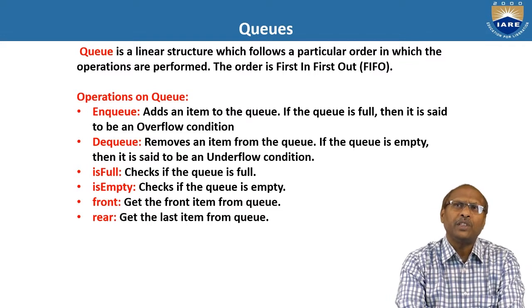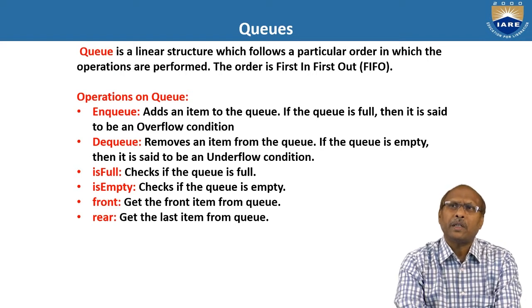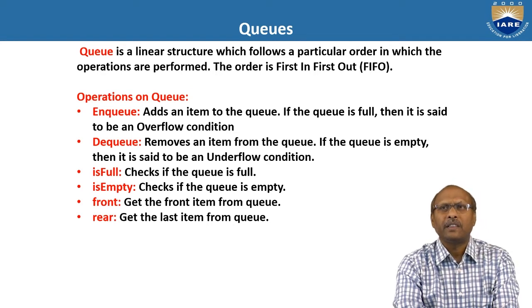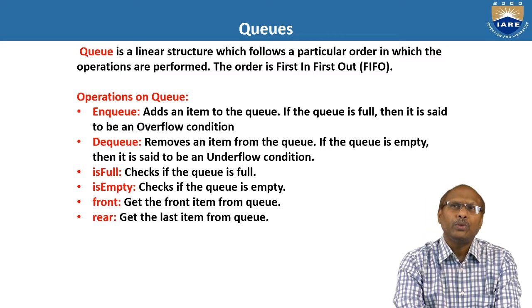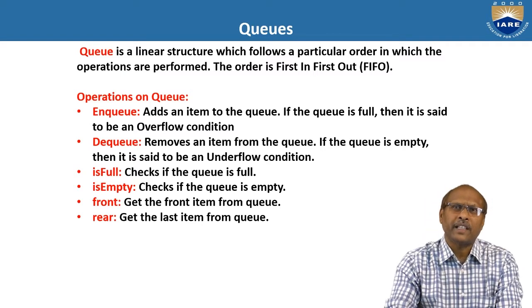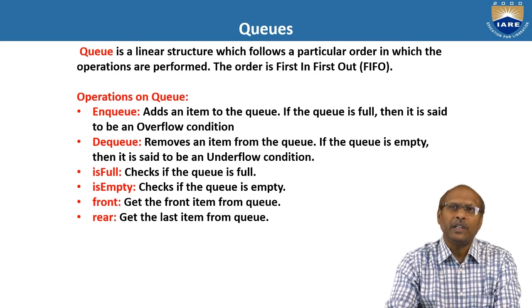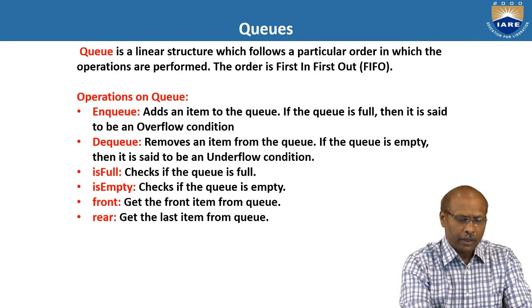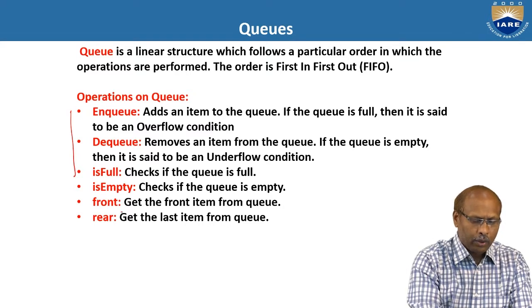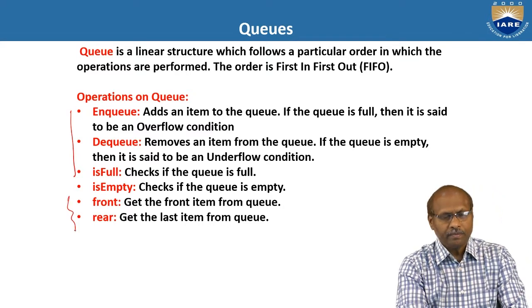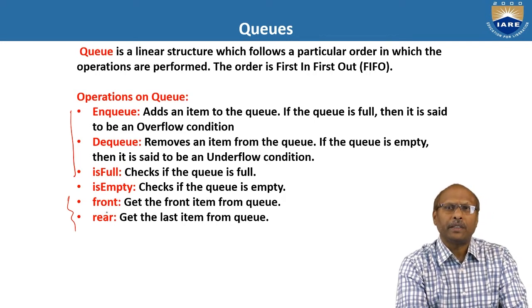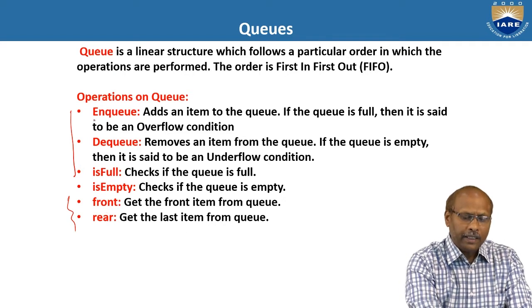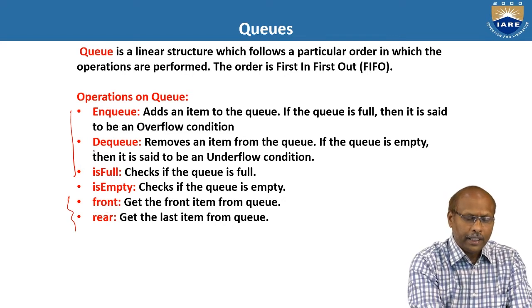In the definition you can say a queue is a linear data structure which follows a particular order in which operations are performed. The order is called first in first out order. That means whichever comes first you have to do first. And a queue has a set of operations. Those operations are enqueue, dequeue, is full, is empty. In addition to this, there are two standard items, front pointer and rear pointer, or you can say front method and rear method. Enqueue is nothing but inserting an element and dequeue is nothing but deleting an element.